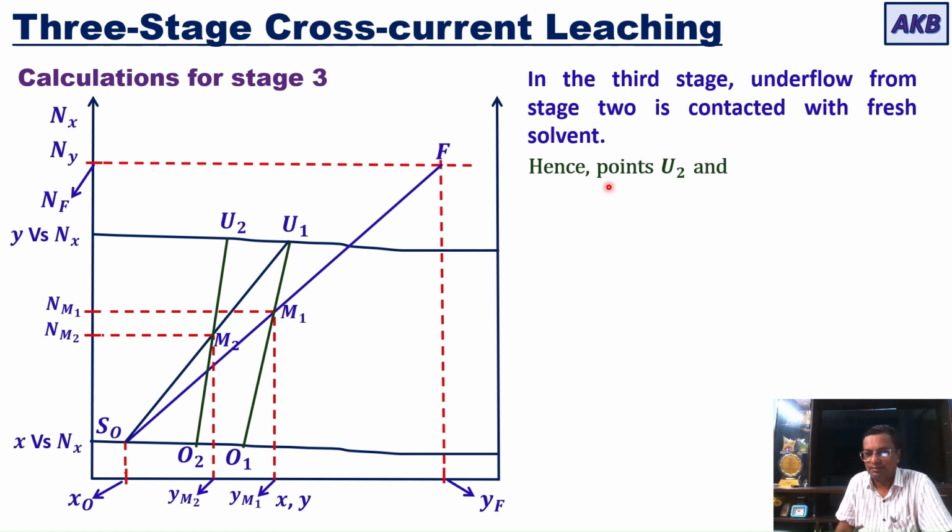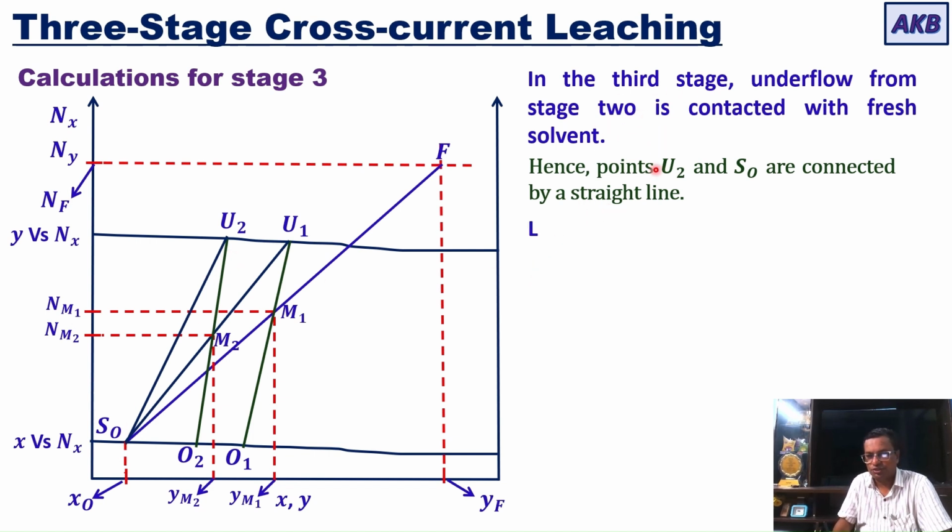In order to show this on the equilibrium diagram, you are contacting underflow from stage 2 with fresh solvent. Point U2 and S0 are to be connected by a straight line. So we will connect point S0 and U2 by a straight line to show this operation.